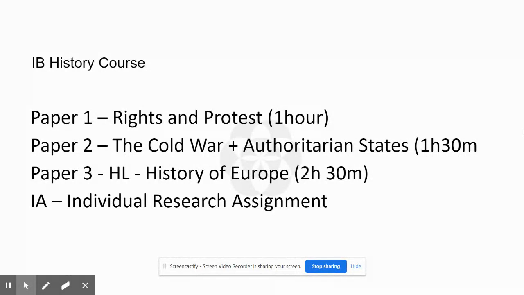It's a 1 hour long paper, and it's a source paper. So the students will have 4 sources which they need to work with in order to answer questions 13, 14, 15, and 16 on the paper, ranging from 2 to 3 mark questions up to a 9 mark question. Normally, students will do very well on this paper because there's a set format on how it's asked.